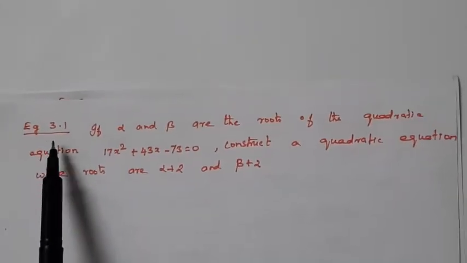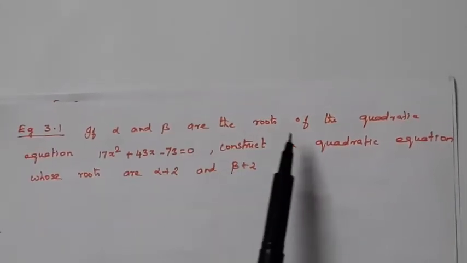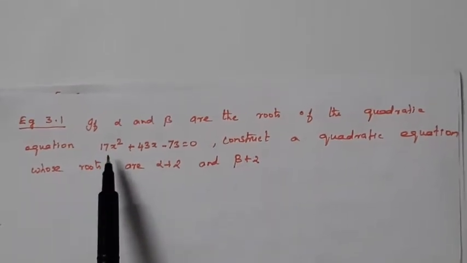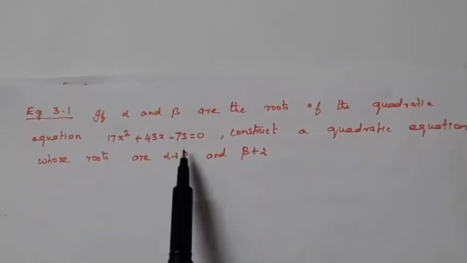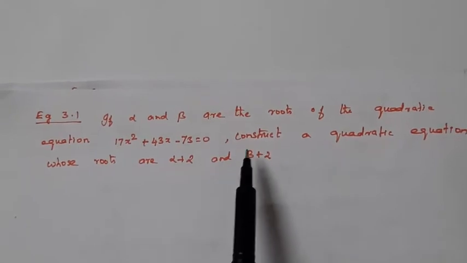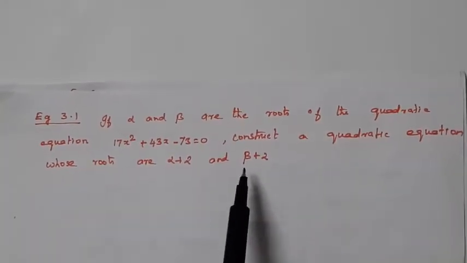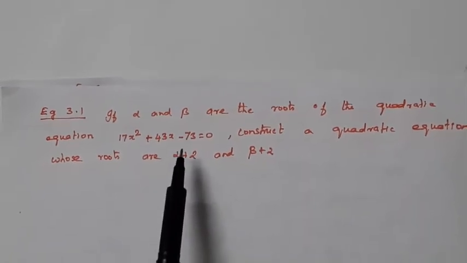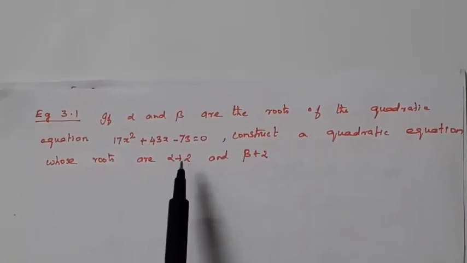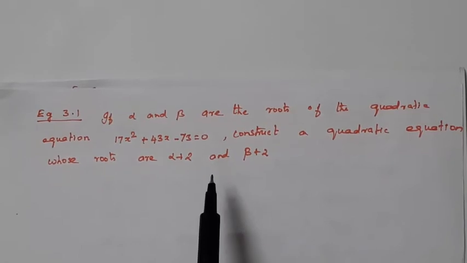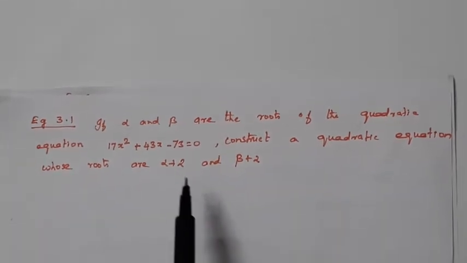Example 3.1. If alpha and beta are the roots of the quadratic equation 17x squared plus 43x minus 73 equal to 0, construct a quadratic equation whose roots are alpha plus 2 and beta plus 2. See, in the previous exercise problem, we have seen that given the roots, we have directly found out sigma 1, sigma 2, sigma 3 and we frame the equation.